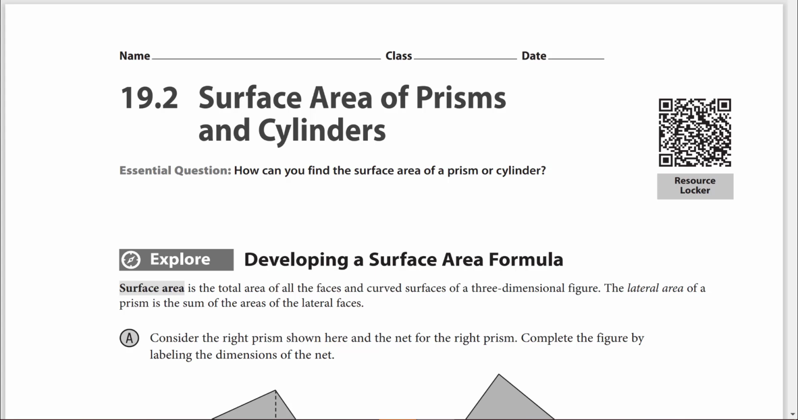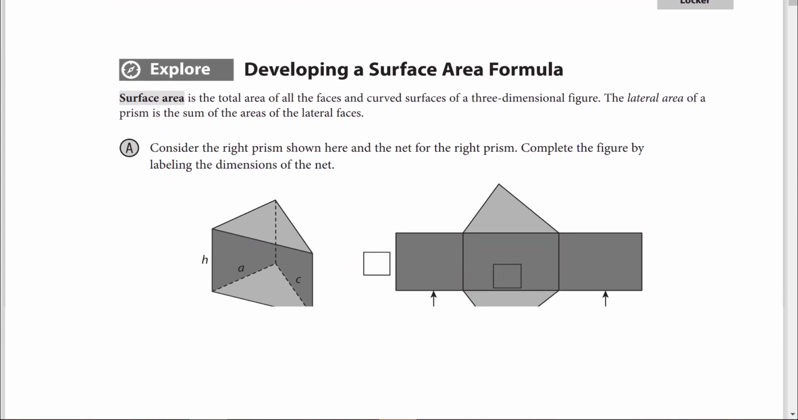Hi everybody! Today we're going to be talking about the surface area of prisms and cylinders. It's section 19.2 for geometry, section 3.2 for math 3. So what exactly is surface area?